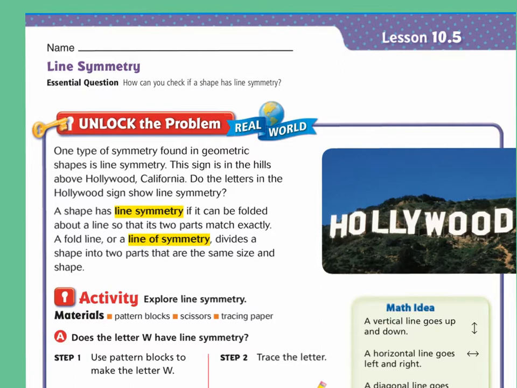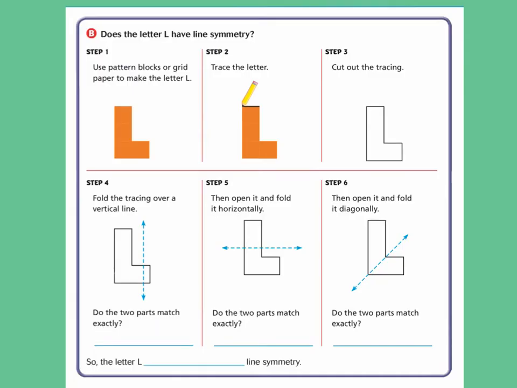We're going to use the picture of our Hollywood sign that's located in Hollywood, California. And we're going to look at some of the letters in that sign. So go ahead and flip to page 400. Okay, friends, on page 400 it says, does the letter L have line symmetry? It says use pattern blocks or grid paper, but we're really just going to use the picture in front of us and use our pencil to draw lines on it to see if in fact we can prove it does have a line of symmetry.